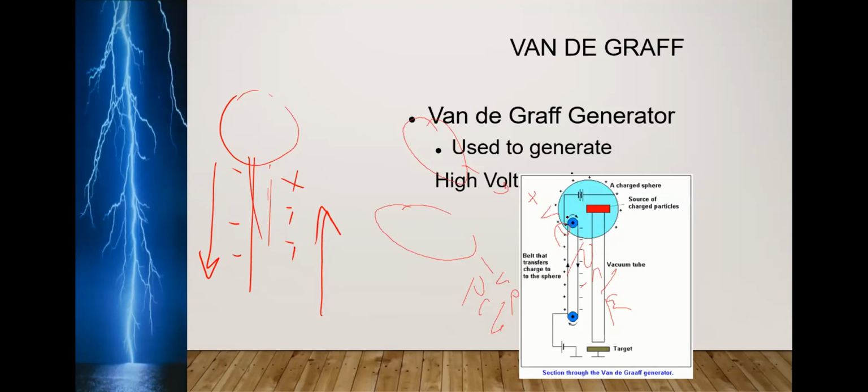So the basic function of this device, the Van de Graaff, is to create different kinds of charges, and the stream of charges happening all the time.